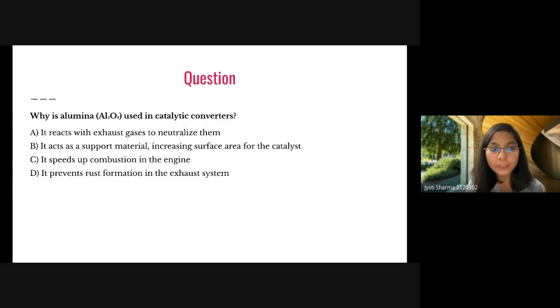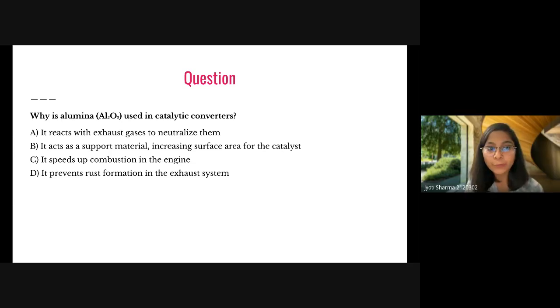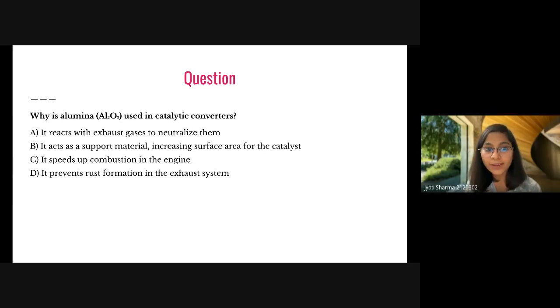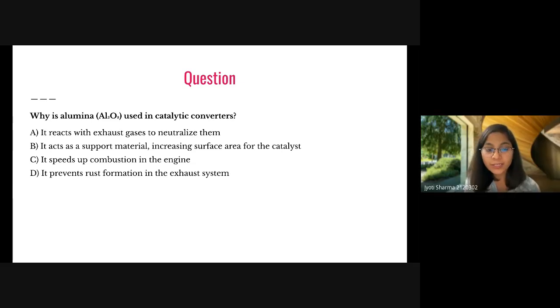Okay. The next question is, why is alumina used in a catalytic converter? We talked about the catalytic converter, right? We need platinum and rhodium. But why do we use alumina? The options: it reacts with the exhaust gas to neutralize them; it acts as a supporting material, increasing surface area for the catalyst; it speeds up combustion in the engine; it prevents rust formation in the exhaust system.